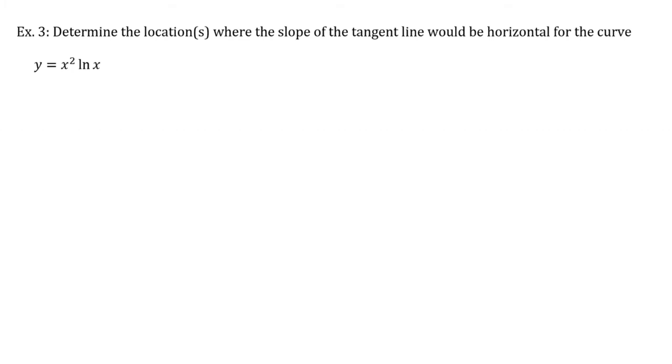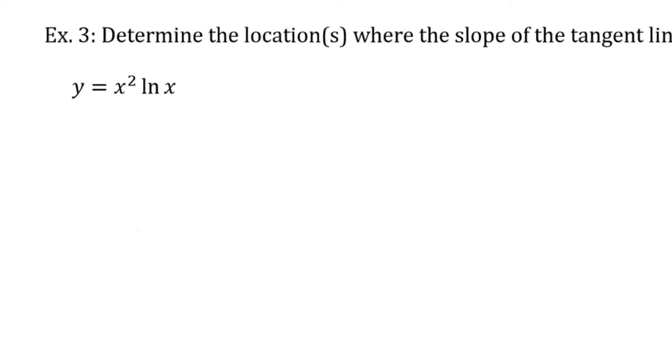Determine the location or locations where the slope of the tangent line would be horizontal for the curve below. Y equals x squared times ln of x. What's the first thing you notice about this? So all we're doing is finding the location where the slope of the tangent is horizontal, not finding an equation of a line or anything like that.